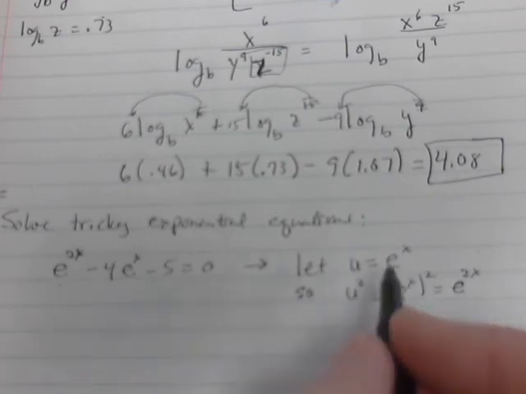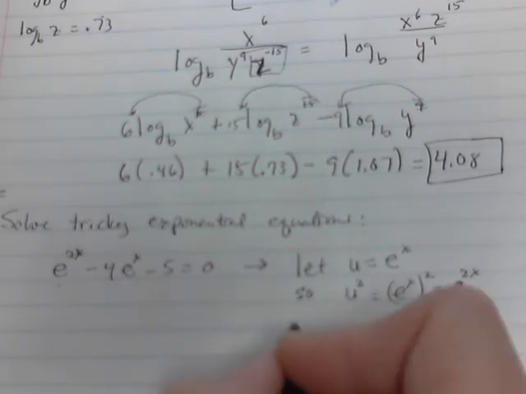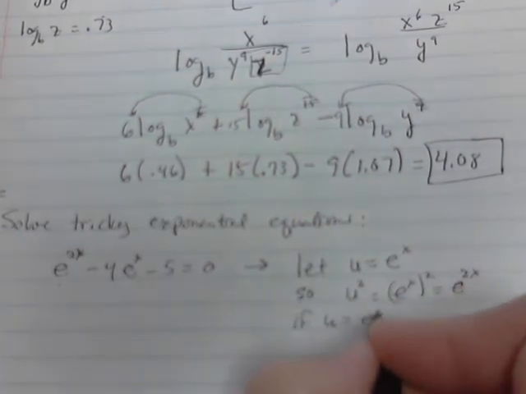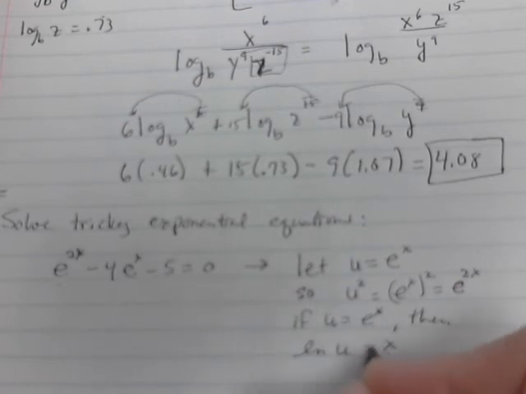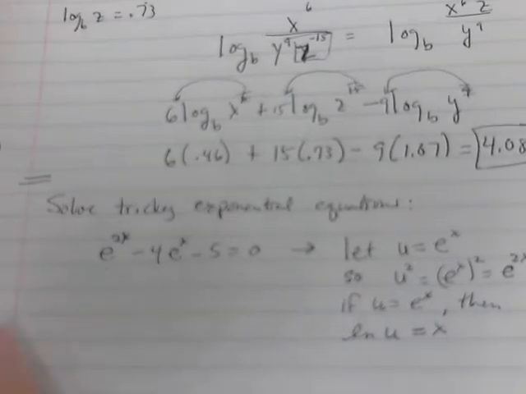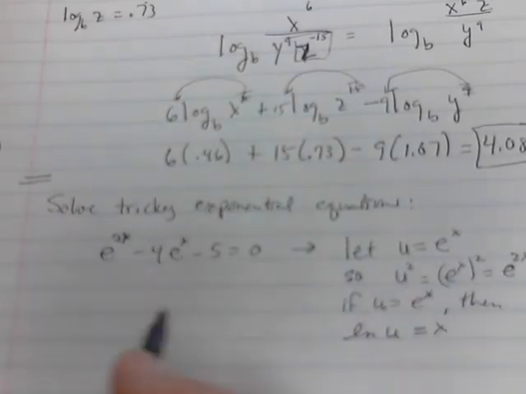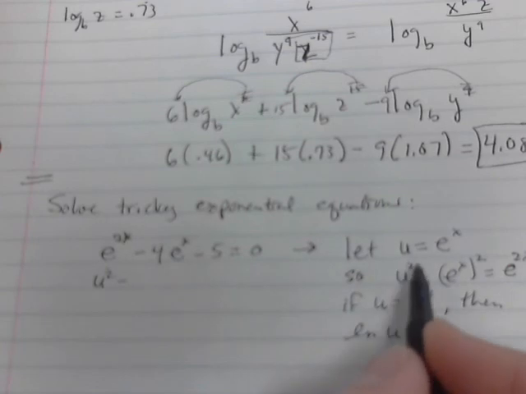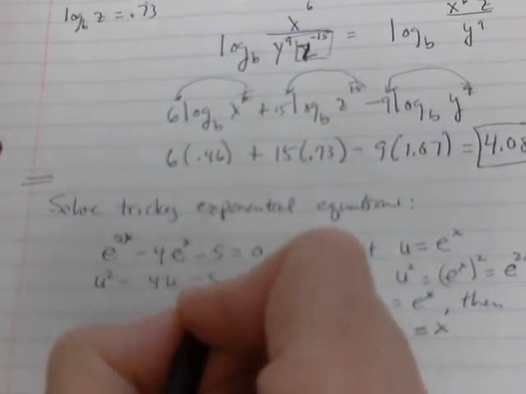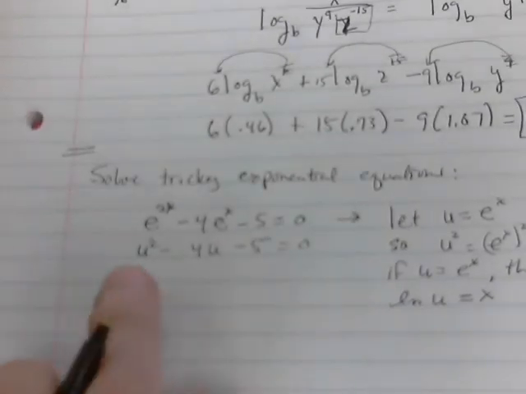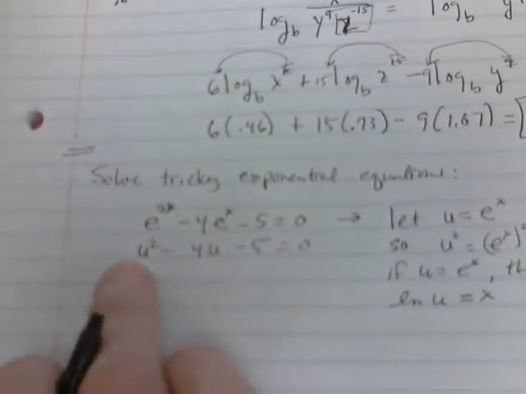And if I wanted to solve this for x, if u is equal to e to the x, you take the natural log of both sides, then the natural log of u is equal to x, and I'm going to have to use that when I solve this equation. So what I'm going to do is substitute e to the 2x with a u squared. E to the x gets substituted with a u, and what we have is a quadratic equation like we've solved from Algebra 1.